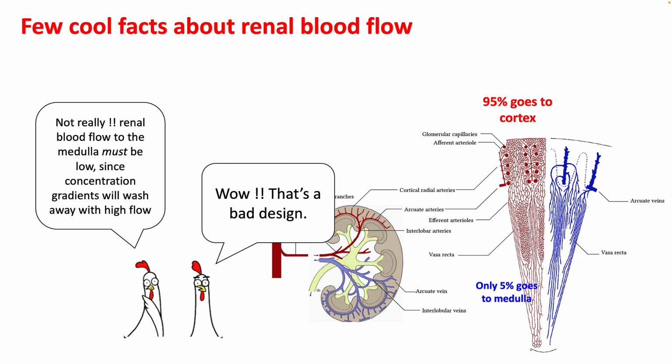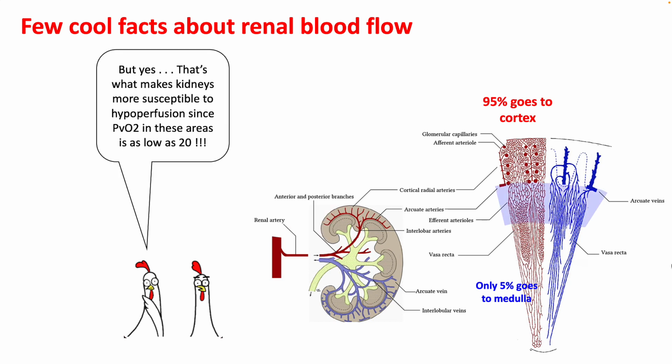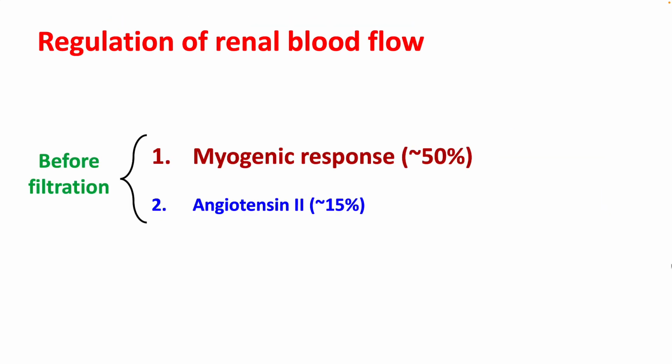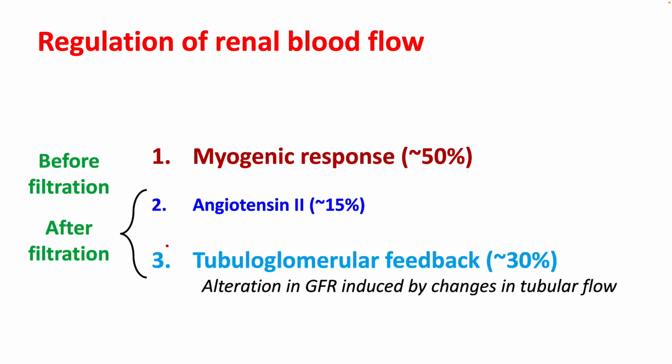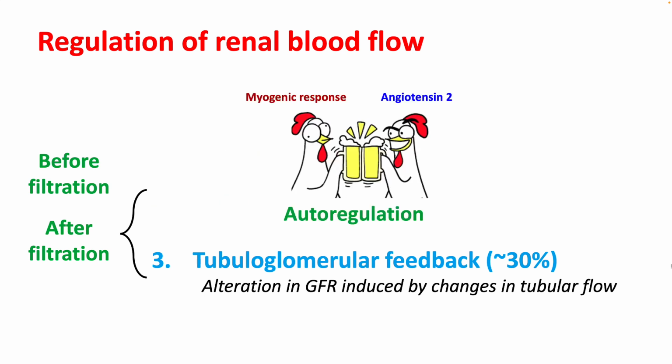And you would think that it's a bad design. However, the renal blood flow is structured in this way because if the blood flow in the medulla is high, it will wash out the concentration gradient that helps you concentrate the urine. But that certainly does make kidneys more susceptible to hypoperfusion, as certain areas in the medulla have very low PVO2, as low as 20. Renal blood flow depends upon two physiological principles, myogenic response and tubuloglomerular feedback. Angiotensin 2 helps regulate some of the myogenic response in a process called autoregulation.